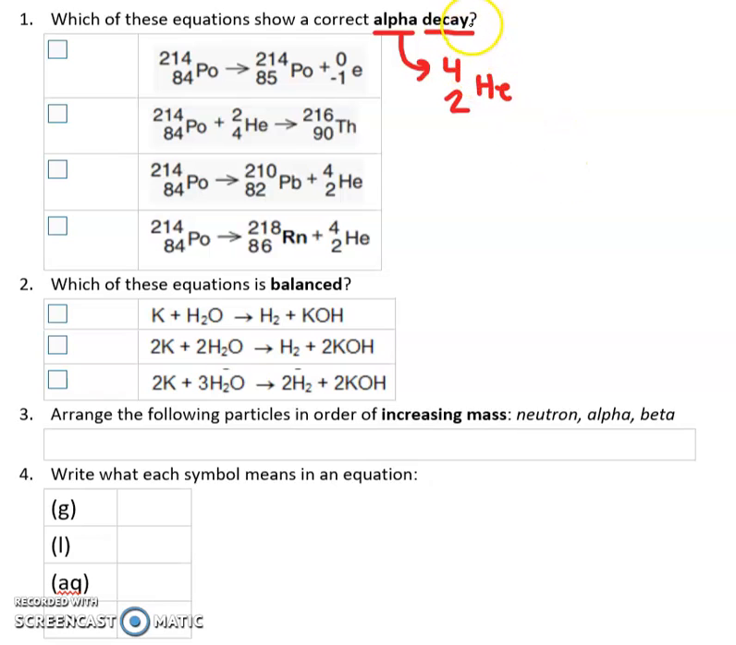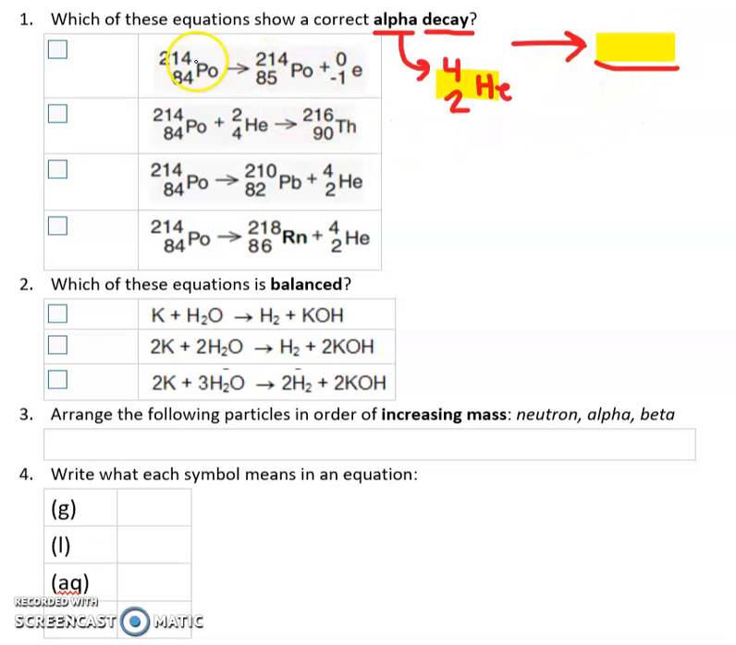When a problem says decay, it means that whatever particle I am dealing with is going to be to the right side of my equation arrow. So this particle has to be to the right side. So let's go in and see which ones have these two qualifications.